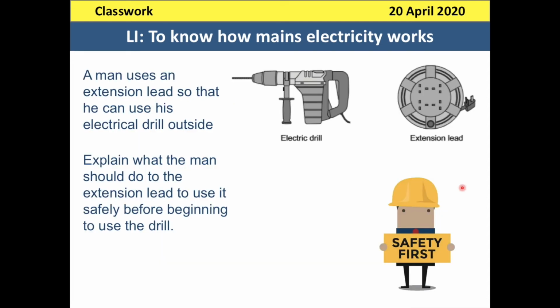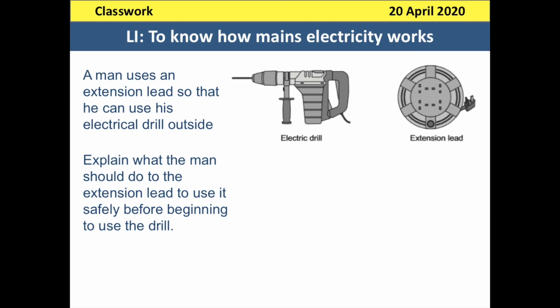Okay, I've got a task for you to do here considering electrical safety. A man is using an extension lead so that he can use an electric drill outside. Now I've given you there a diagram of the electric drill and a diagram of the extension lead. I want you to write down an answer please to what the man should do to the extension lead before beginning to use the drill. Now there's 3 marking points to this. Have a go, see if you can get all 3 and check your answer in a moment.